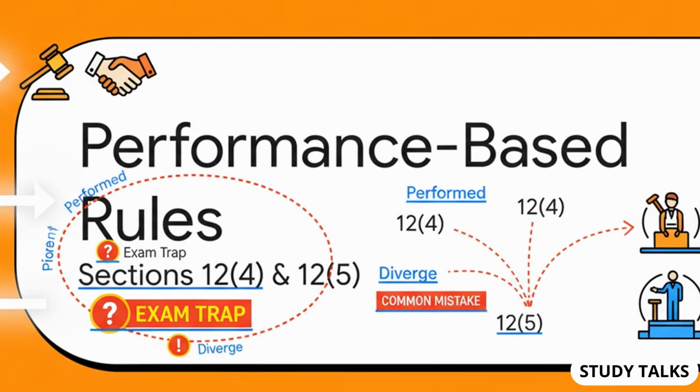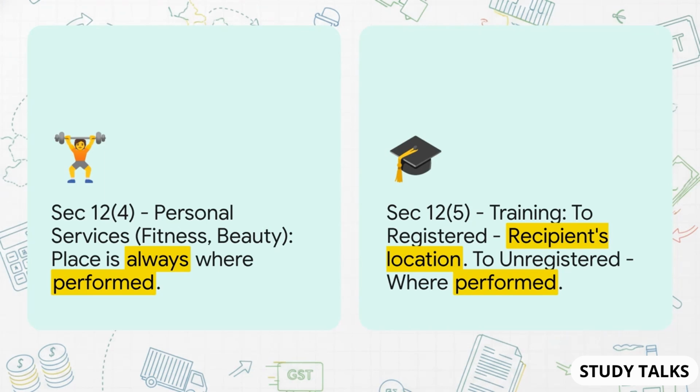Next up, let's tackle 2 sections that are like confusing cousins, Section 12.4 and 12.5. They both deal with services that are performed, but the rules are dangerously different. And believe me, this is another classic exam trap. Okay, pay close attention, because this is where people get tripped up. For personal services under Section 12.4, we're talking fitness, beauty treatments, personal grooming. The place of supply is always where the service is actually performed.